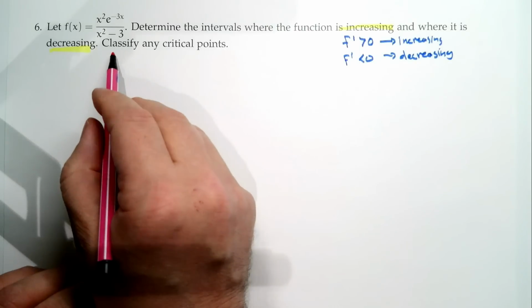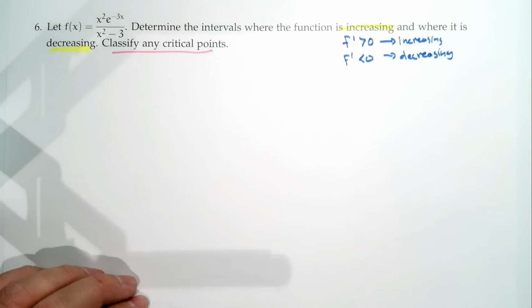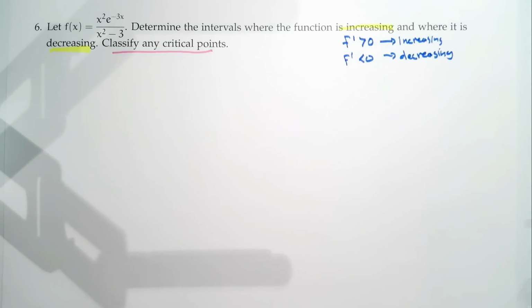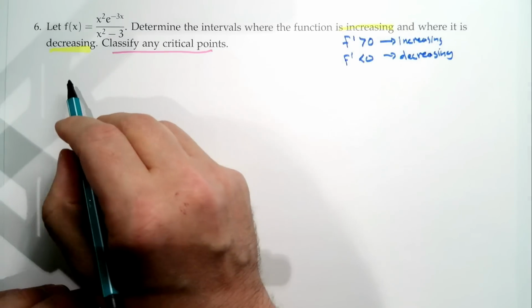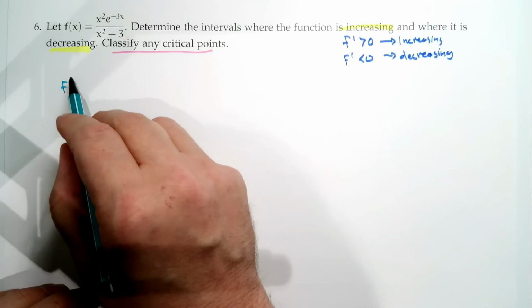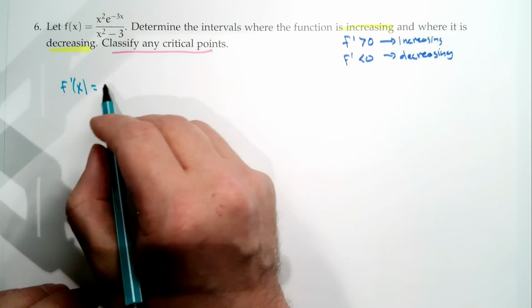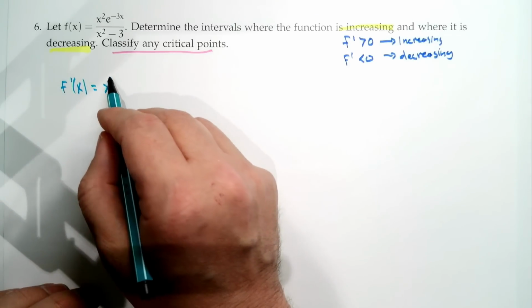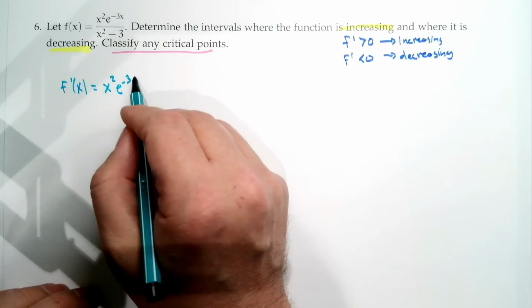There's also this classify critical points. And we'll get to that classifying critical points once we're there. But at any point, we know where we need to go with this problem. We have to go into the derivative. And so let's take f prime of x. And I guess I should pause here and say, how do you take this derivative? You can use the quotient rule, but you don't really have to.